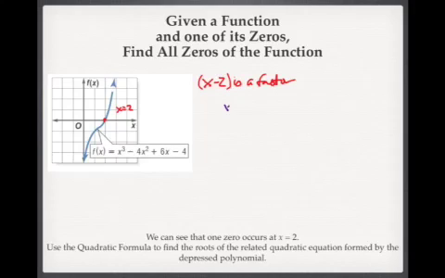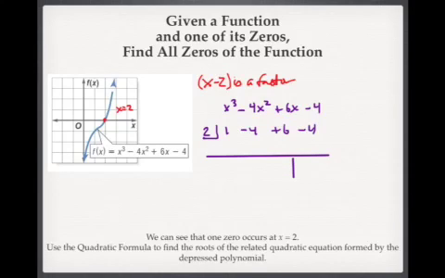So let's use synthetic substitution to find out what the depressed polynomial is if we substitute that root in or divide in x minus 2. So we're going to set up our coefficients, and we're going to divide 2 into our equation. So let's go ahead. That's all set up. 2, 1, negative 4. All the coefficients are taken care of. There's nothing missing, no zeros I need. So we're good to go.